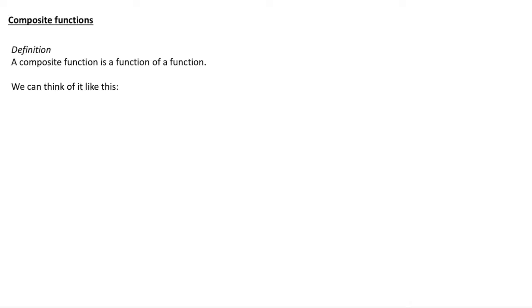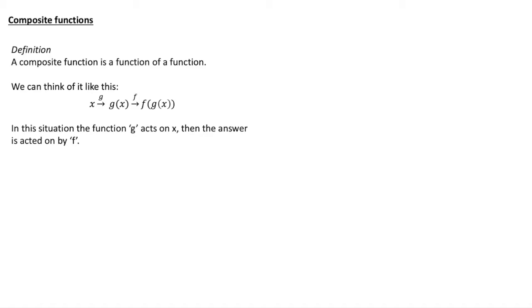So we can think of it like this. We have a value, x, we put it through a function g, and that gives us an answer g of x. We can then put that value through another function f, and then the outcome is f of g of x. So in this situation, the function g acts on x, and then the answer is acted on by f.